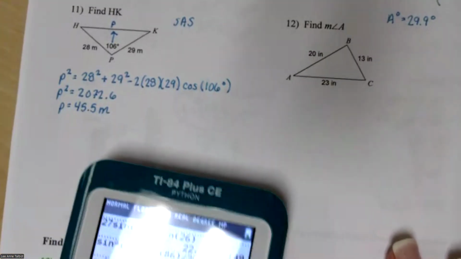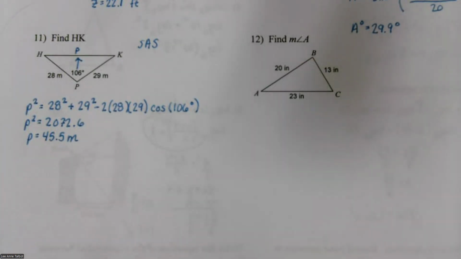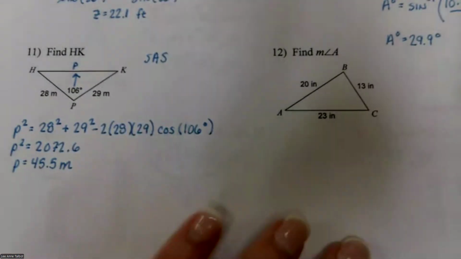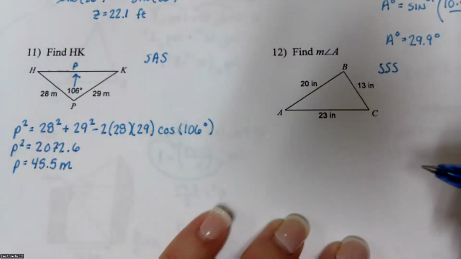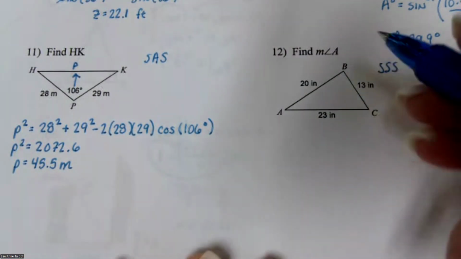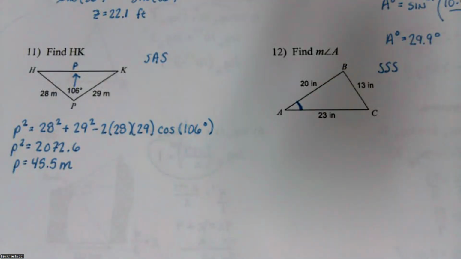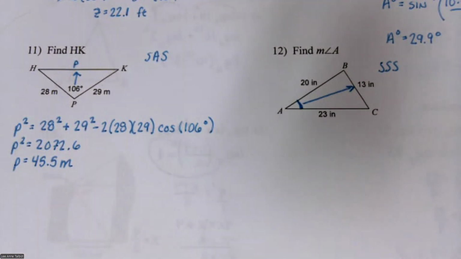Okay, number 12. What setup is this one? This is my favorite, easiest to see. Side, side, side. And I find with problems like this, it's best to mark the angle that they're asking you to find. So it says find measure of angle A. So I mark A. And that tells me that I need to use the 13 as my first side.